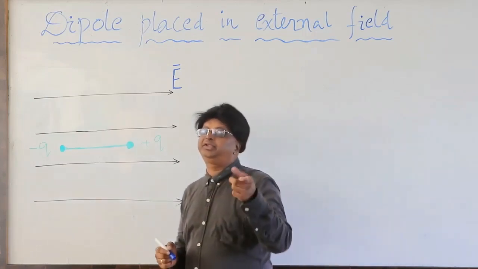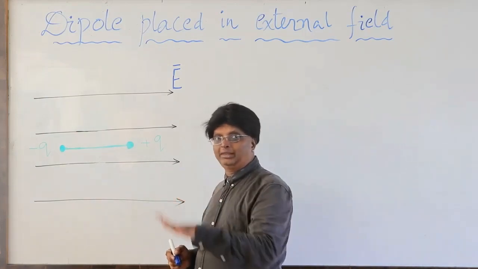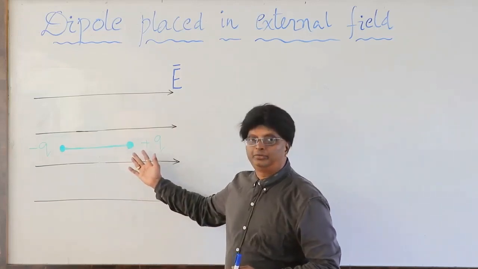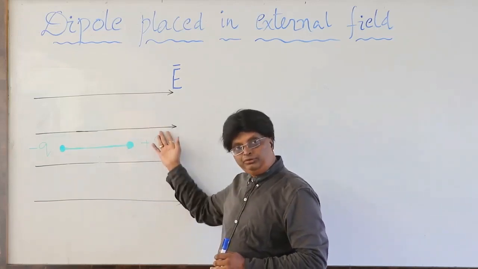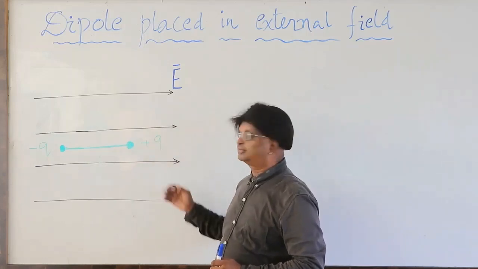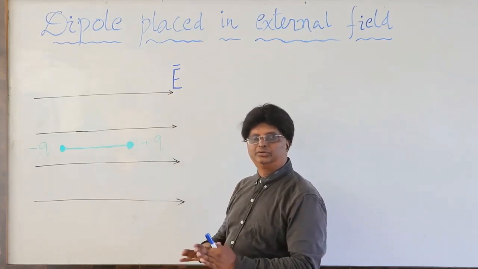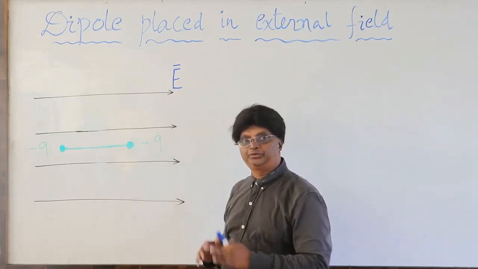Now earlier we said it is placed at an angle and the torque will align. But now to begin with, I have placed a dipole in external uniform electric field, and it will be in the equilibrium position. Theta is equal to 0 degree, P bar parallel to E bar.